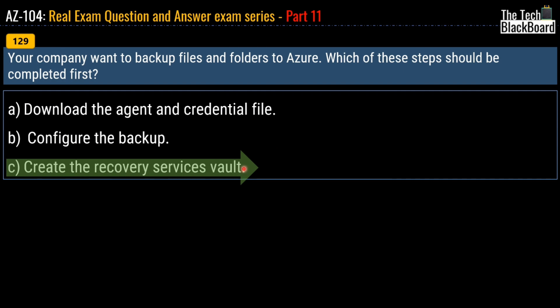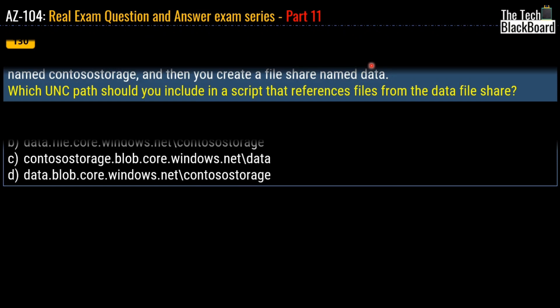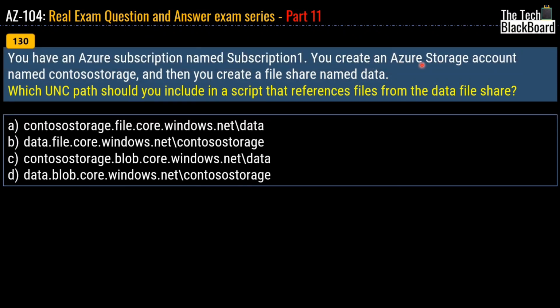Maybe Microsoft tweaked the question and it may ask you to choose the first two steps. So then you should know the first one is recovery service vault and the second one is download the agent and credential file. So friends, in part 11 today, we took a lot of questions around Azure Storage Account. And that's the reason I wanted the last question for our part 11 to also be related to Azure Storage Account. So let's read our question number 130.